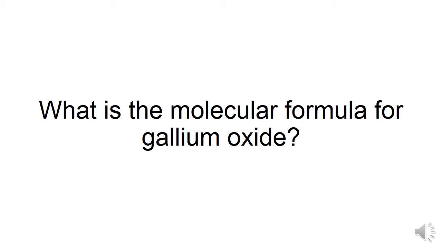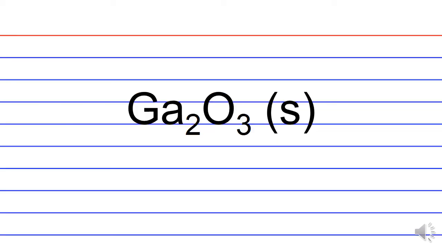Not gallium 1 oxide, I should say, to be more precise, more correct. Gallium oxide. All right, so the molecular formula for gallium oxide, I might have said oxidation state, is Ga sub 2, O sub 3, and this is a solid.